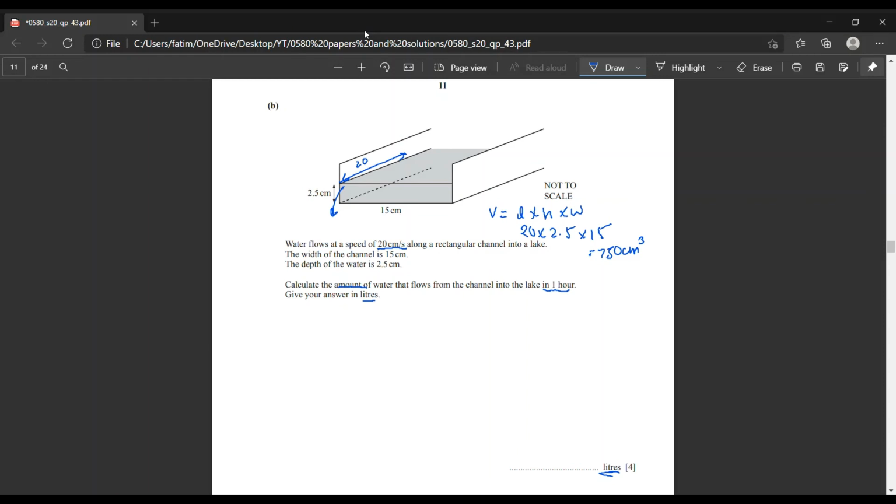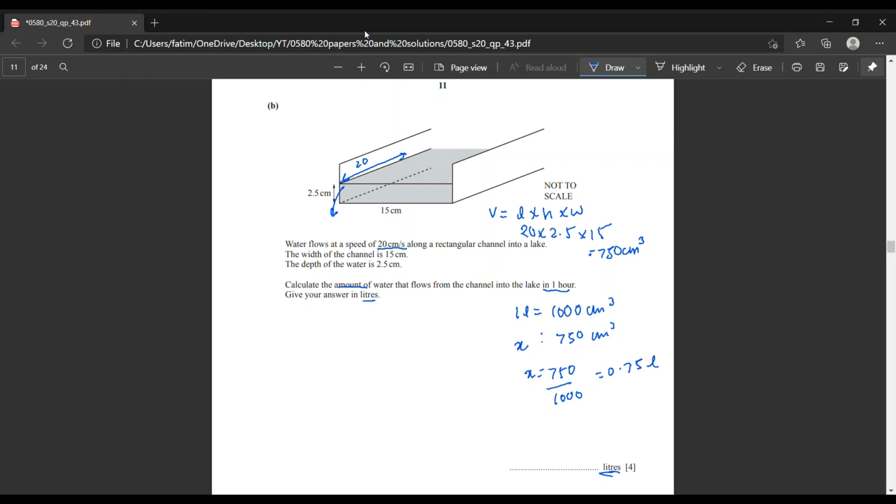Now we're asked to calculate the amount of water in liters that moves in every hour. Okay, so what I'm going to do first is convert the centimeter cube, or the volume, into liters, and then I'll see how much water passes in that 1 hour. Over here, something you need to know is that 1 liter is equal to 1000 centimeter cube. Now in this case, we're given 750 centimeter cube. How many liters is that? That's obviously supposed to be 750 divided by 1000, and that's 0.75 liters.